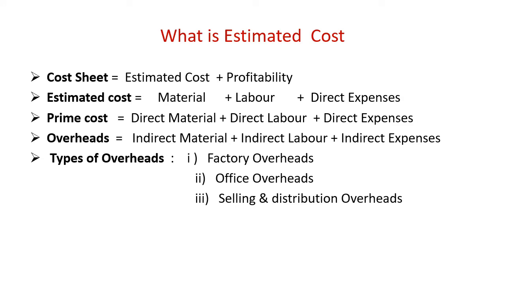Cost sheets are divided into two parts: estimated cost plus profitability. Estimated costs have three elements: material, labor, and direct expenses, and each element is divided into two parts, that is direct cost and indirect cost. Direct cost is called prime cost, and is directly allocated. Indirect cost is called overhead. Overheads are absorbed or apportioned. Overheads are factory overhead, administration overhead, and selling and distribution overhead.